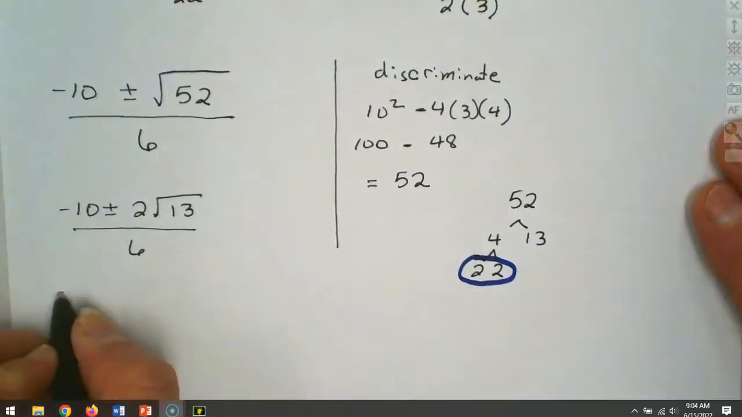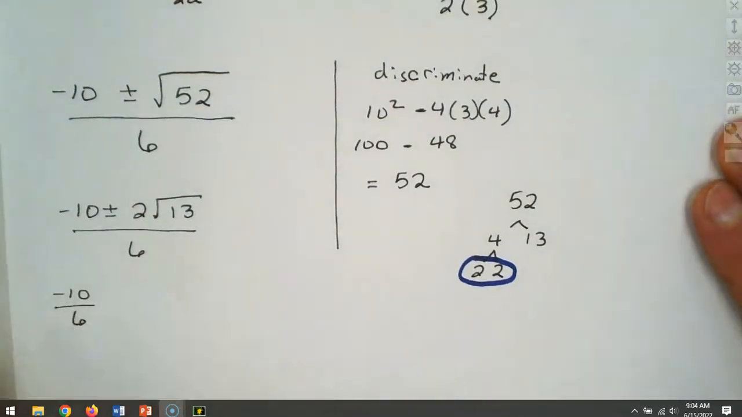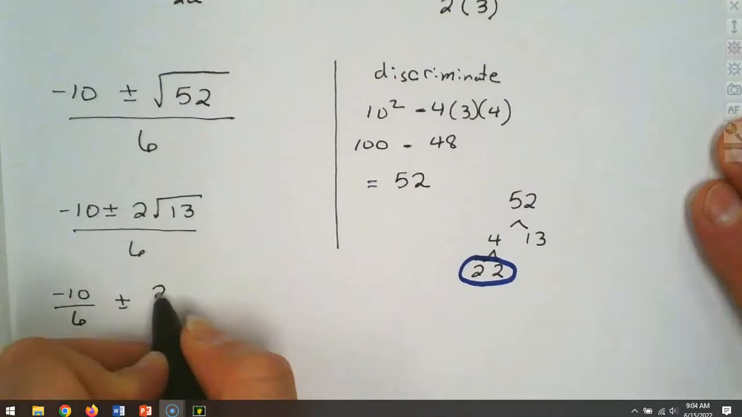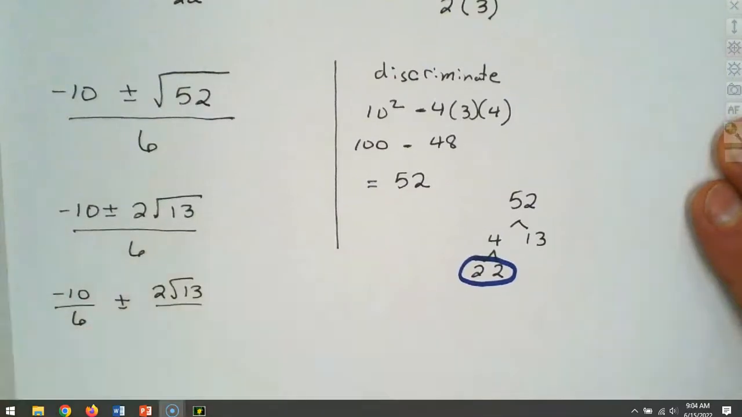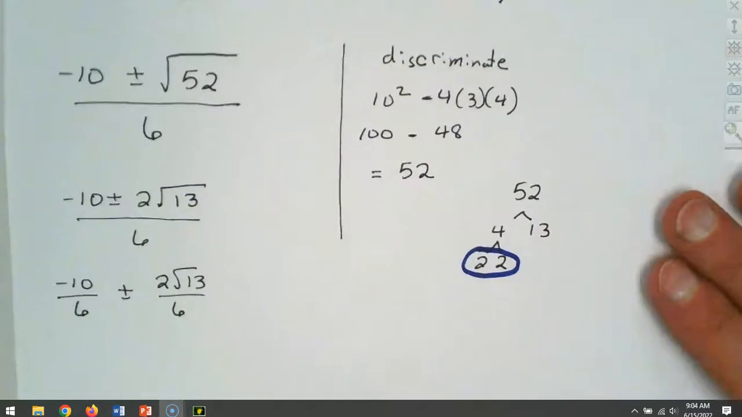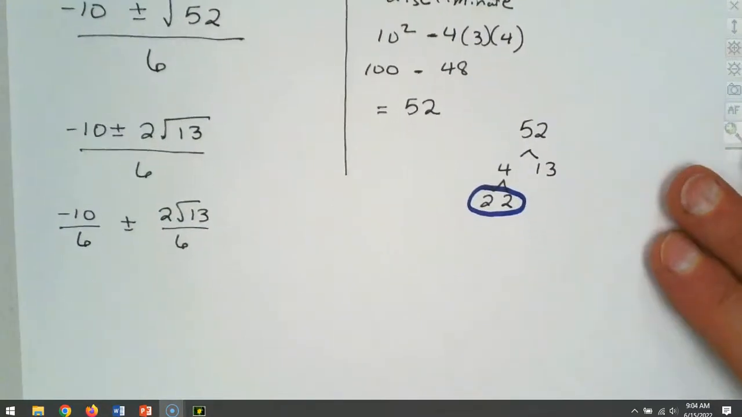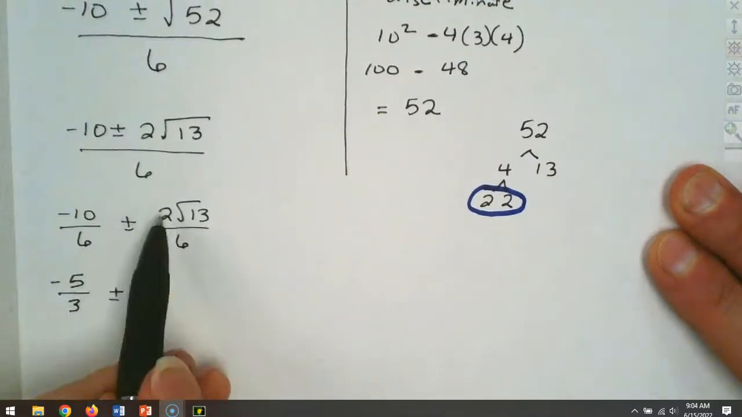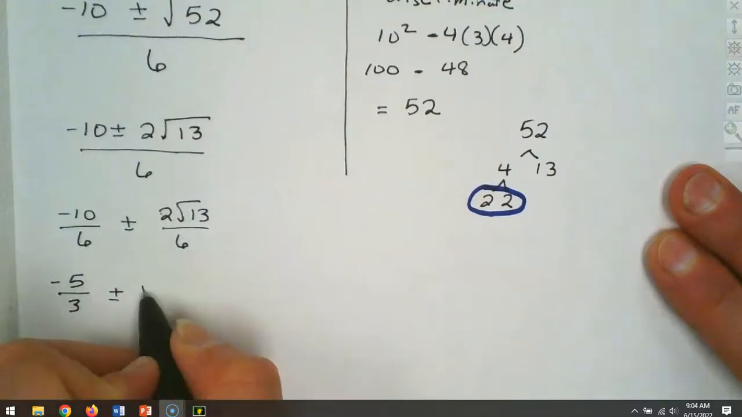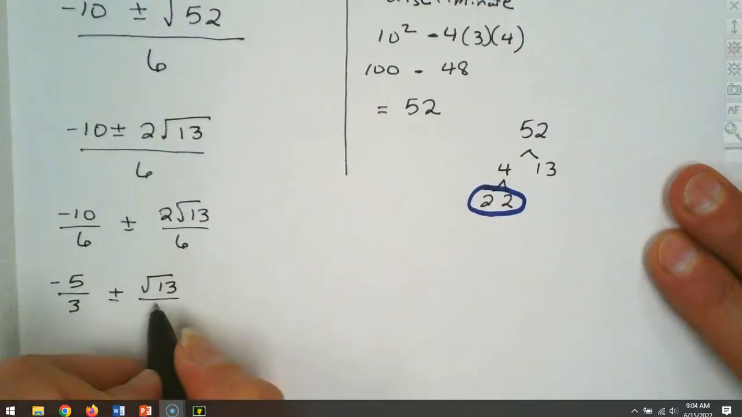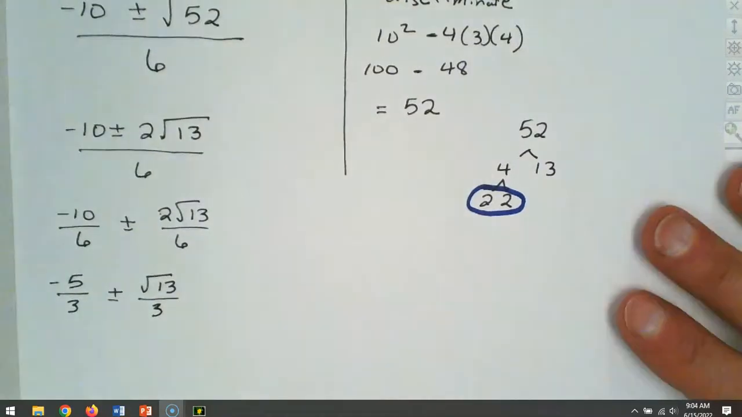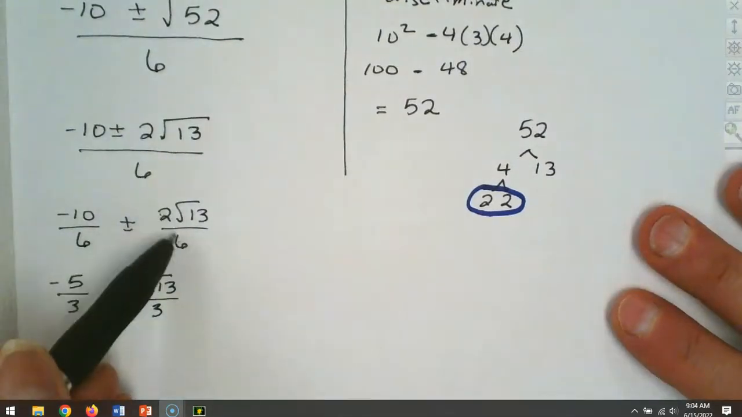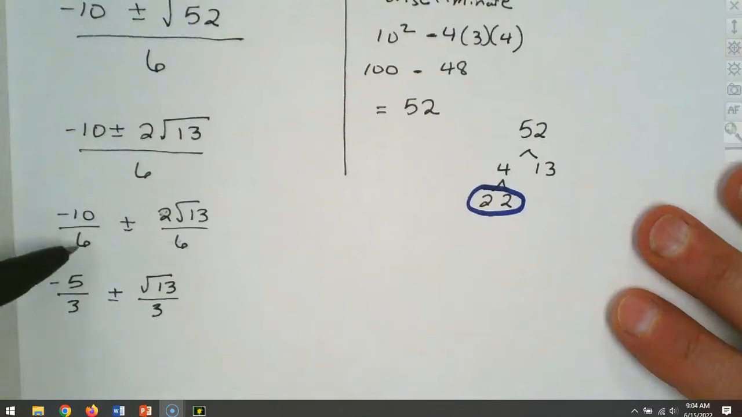Now we break it up as minus 10 plus or minus 2 square root of 13 over 6. And can we break this down? We can, because minus 10 over 6 is going to reduce down to minus 5/3. That 2 and that 6 can cancel. That leaves you with the square root of 13 over 3 as well. Because the 2 and the 6 could reduce here, and 10 and 6 reduces to 5/3 here.